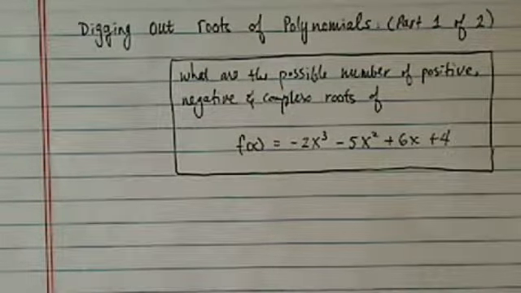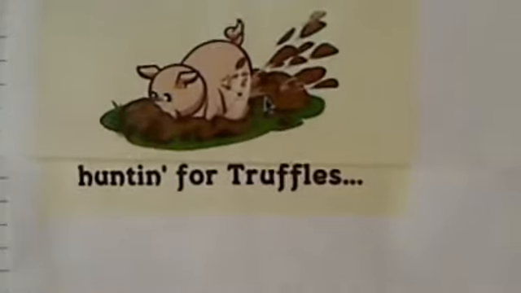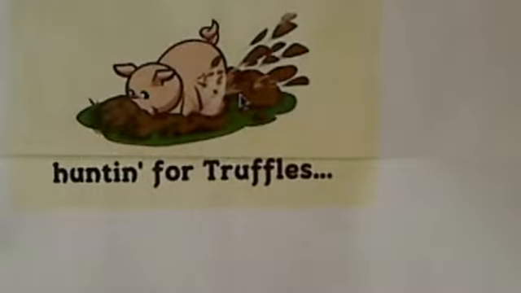Whenever I think of roots of polynomials and digging the roots out, I think of truffles. Truffles are among the most expensive natural foods. They cost anywhere from $1,000 to $2,200 per pound for white truffle. Even the black ones go anywhere between $300 to $600. And I thought, that's a good analogy for digging out the roots.